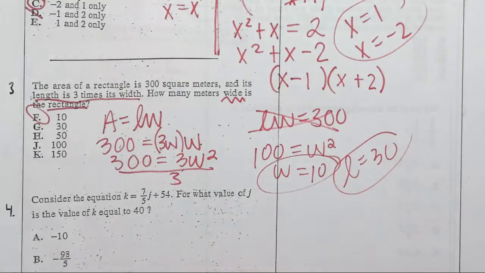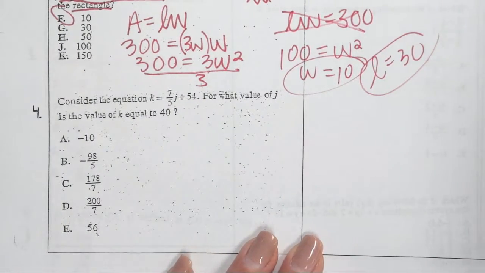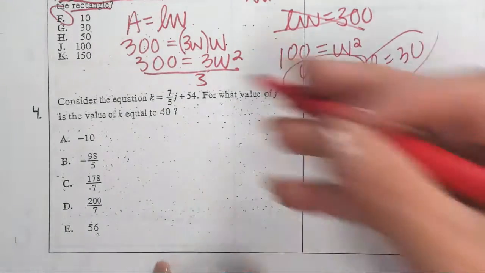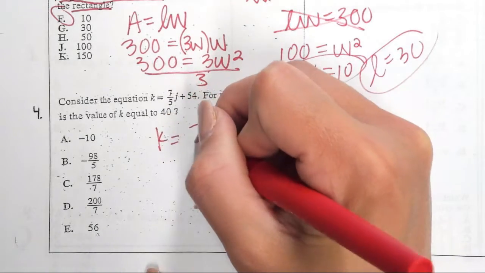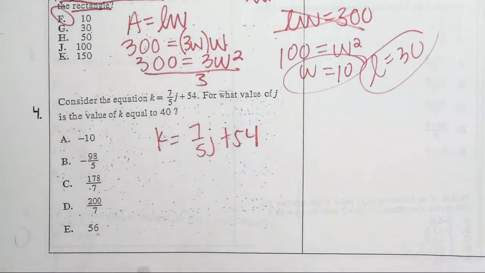All right, next one. This is the question stem. For what value of j is the value of k equal to 40? We know anytime they give you a formula, you have to use it. Anytime they give you a formula, we're going to have to use it to solve. What method are we going to use on this?